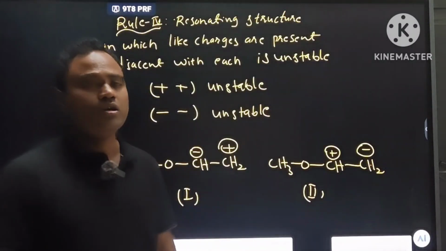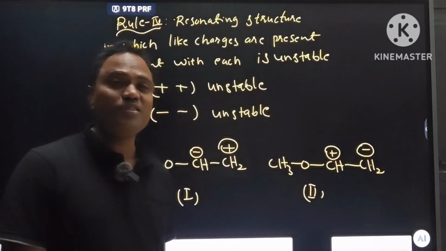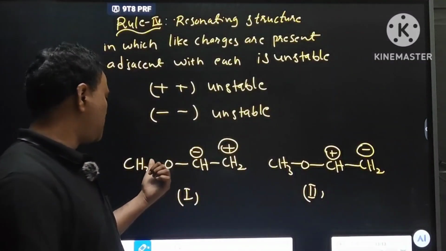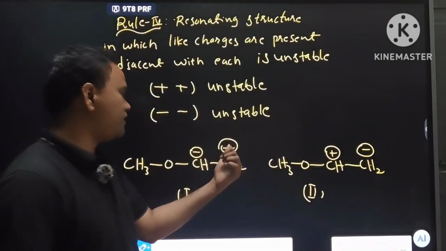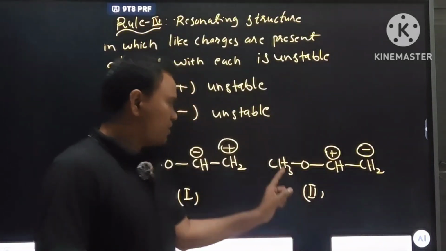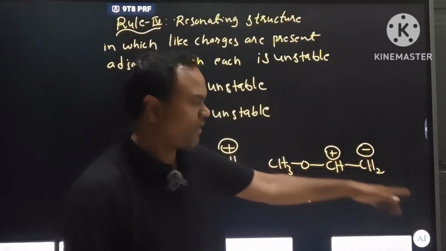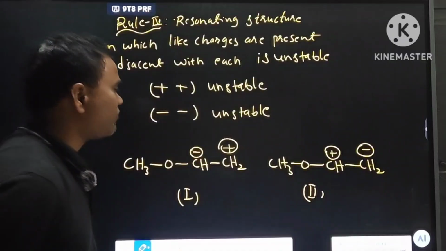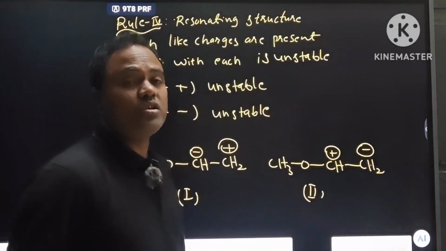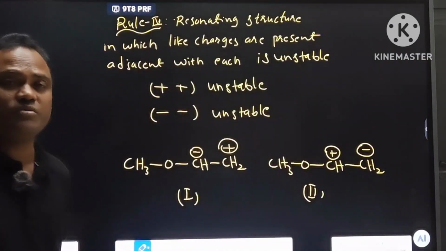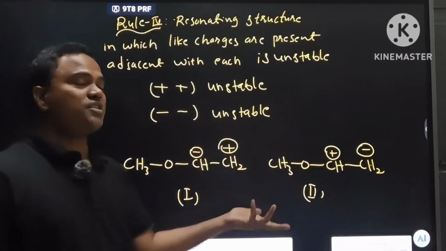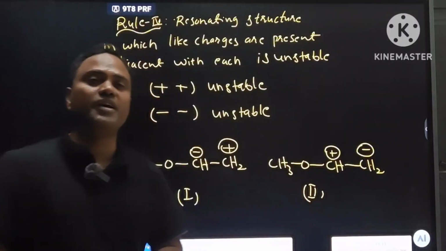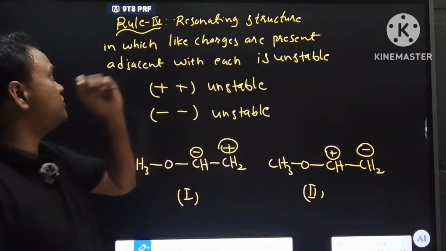What about the second one? Resonating structure with more number of covalent bonds is more stable. This has how many covalent bonds? Count: 3, 4, 5, 6, 7, 8, 9. Here also 9 are present. So based on that also we cannot predict. What is the next one? If the number of covalent bonds is the same, then the resonating structure with negative charge on the more electronegative atom is more stable. Here negative charge is not present on the more electronegative atom in either structure, so how can we predict? Now we come to the fourth rule.